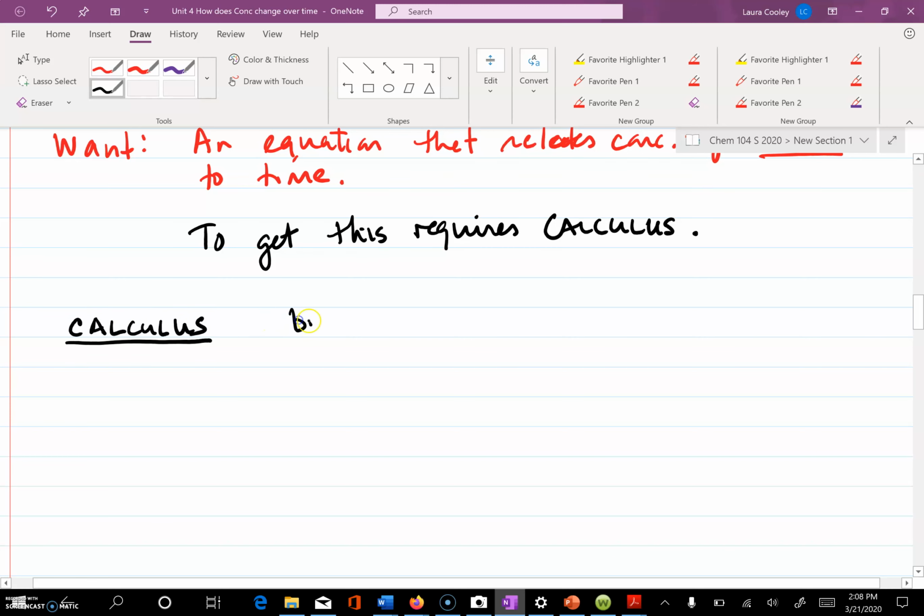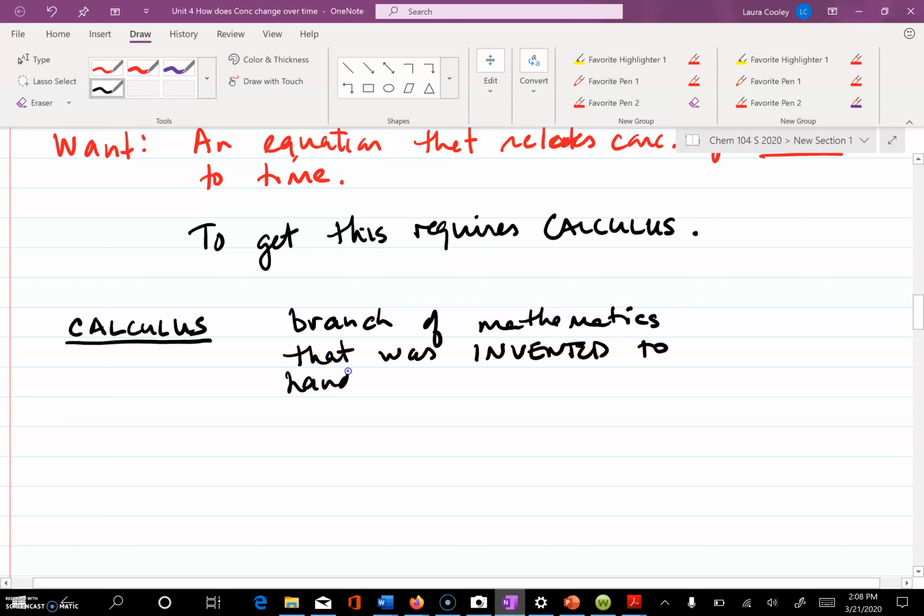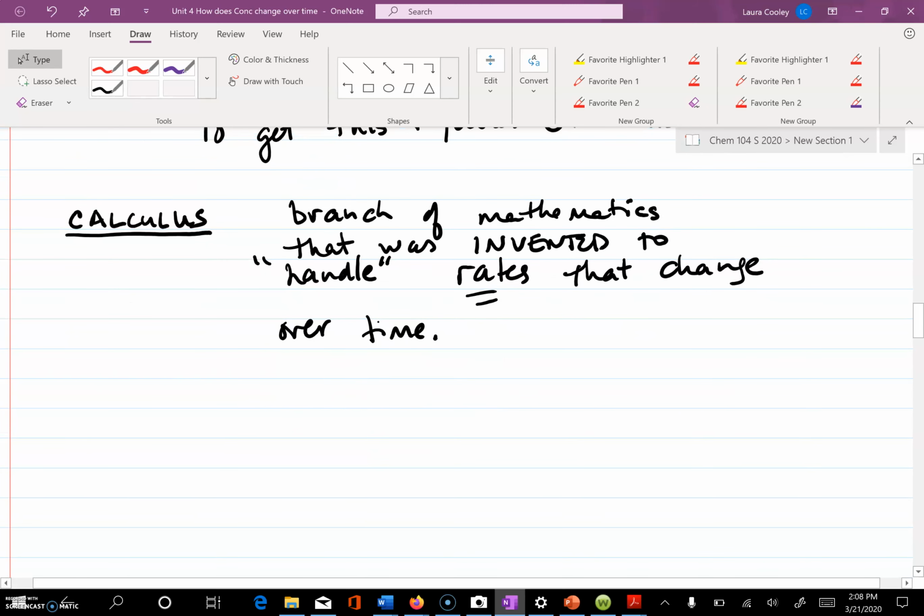Calculus is a branch of mathematics that was literally invented to handle rates that change with time. And chemical reactions definitely have rates that change over time. They start fast and they end up slow.